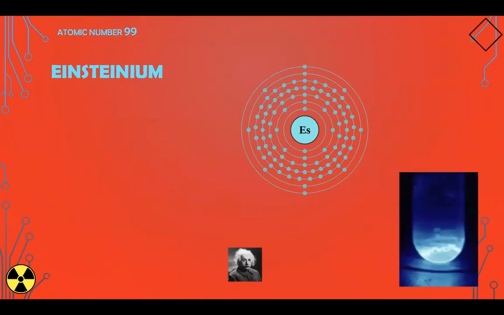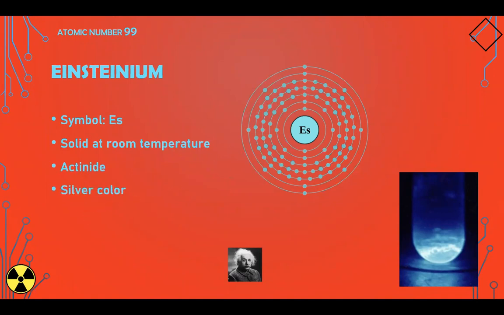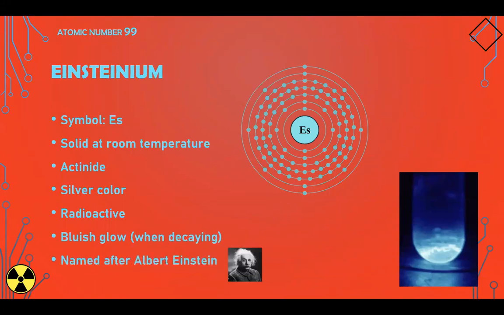Regardless, Einsteinium, which is my favorite element, not one of my favorites, my favorite. Einsteinium symbol is Es. It is a solid at room temperature. Einsteinium is an actinide. It has a silver color. It is radioactive and very little of it has been produced. Einsteinium has a bluish glow when it decays. I really love it. It is, of course, named after the genius Albert Einstein. And Einsteinium currently has no uses. It was actually discovered after the first nuclear holocaust.